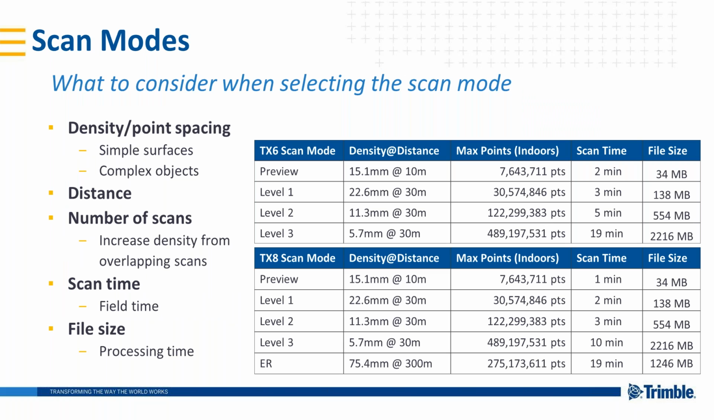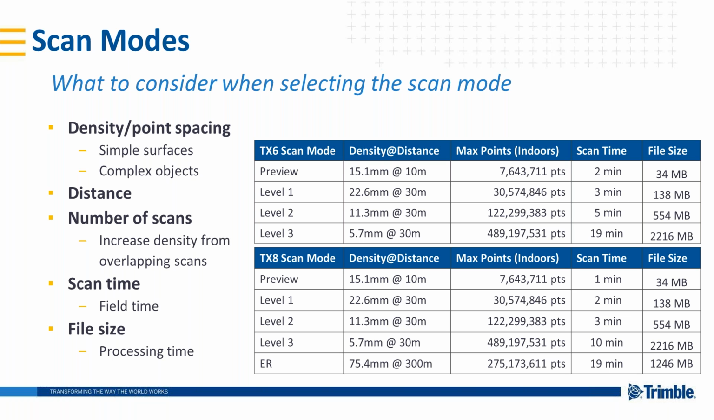And we'll start by discussing the scan modes. It's very important to understand this. The TX6 and TX8 scan modes are basically identical, with the only difference being the scan times and the additional scan mode of extended range for the TX8. Selecting the right scan mode is key to ensuring scan quality and productivity.